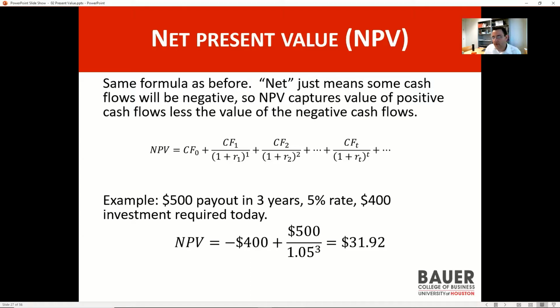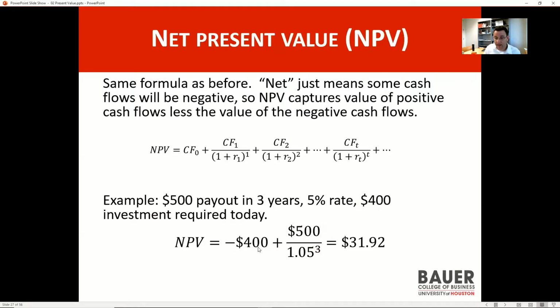Okay. So for example, suppose you have a $500 payout in 3 years, you have a 5% discount rate, and you have a $400 investment that's required today. So you have to put $400 in. That's a negative cash flow that occurs today. And in exchange, you get $500 in 3 years with a discount rate of 5%. What would be the net present value?